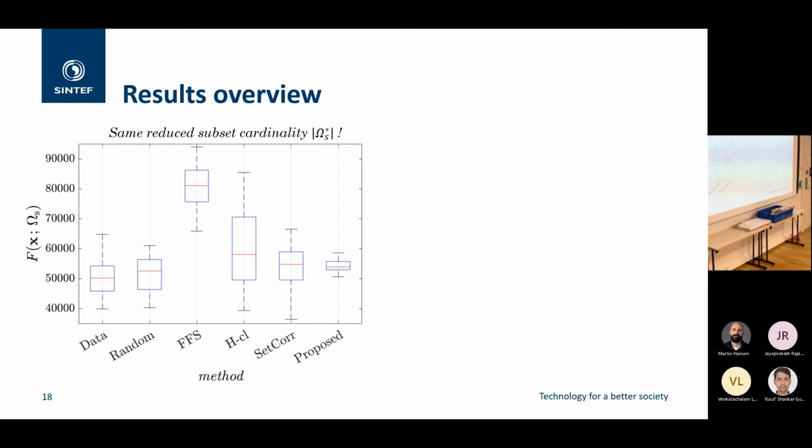So just to give an overview of the results, here we have plotted the statistical stability results for the different methods that we mentioned earlier and the one that we are using. It is important to mention that all of them are for the same cardinality, to be a fair comparison. So how big this uncertainty space is is the same for all the methods. And we can see that we are effectively reducing the variability of the output of the objective function.